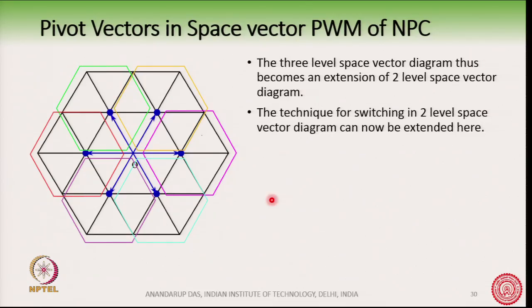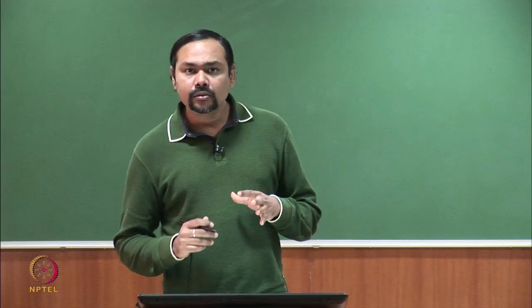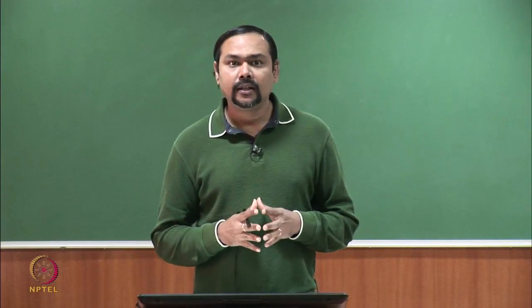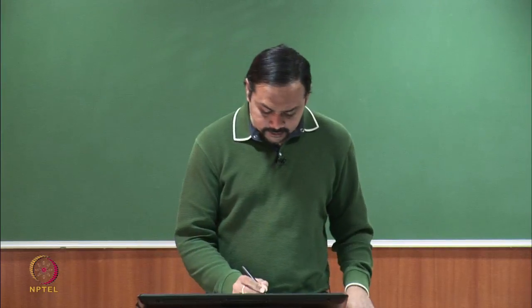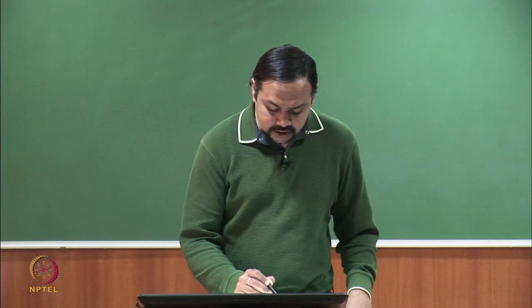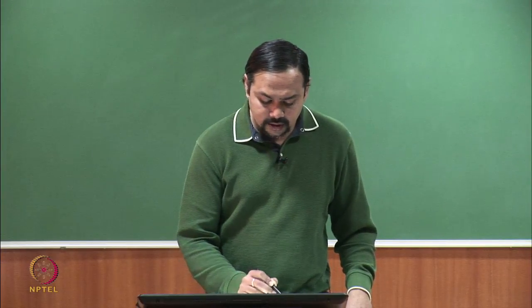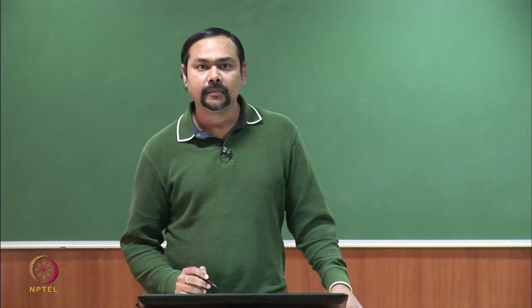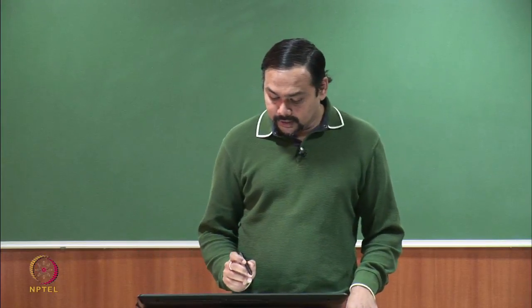Okay. So, once we visualize the bigger hexagon like this, it becomes easier for us to do the pulse width modulation on the 3-level space vector diagram. In order to go into this one, we understand that with this as the pivot vector, this hexagon can be switched just like a conventional 2-level space vector diagram.